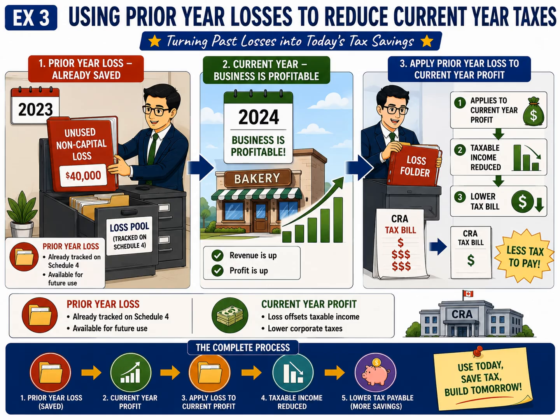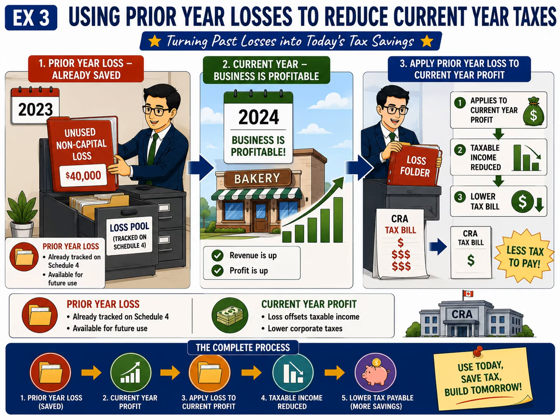Schedule 4 continues to play a central role in this process. It confirms the amount of prior year loss available, records the portion applied during the current year, and updates the remaining balance after the deduction has been used. If some of the loss still remains after offsetting the current year's income, that balance can continue to be carried forward to future years. The overall process is straightforward.